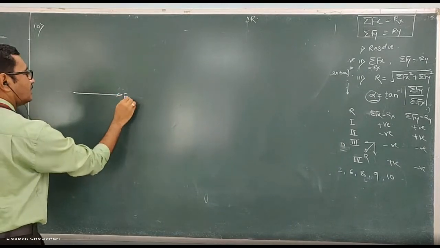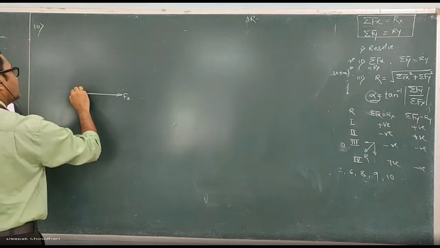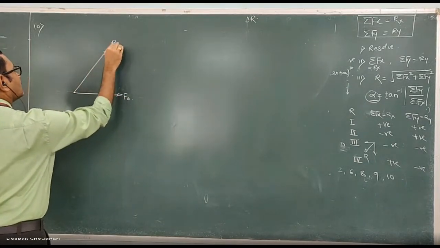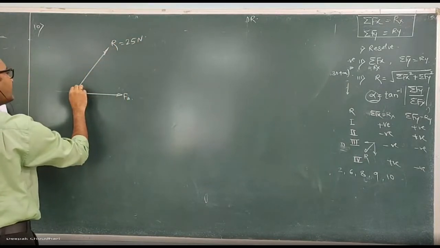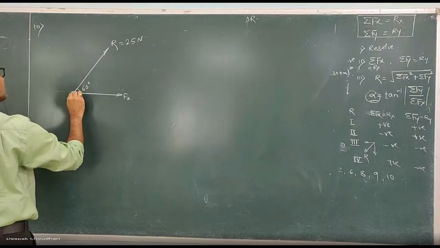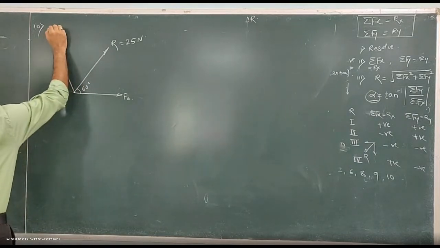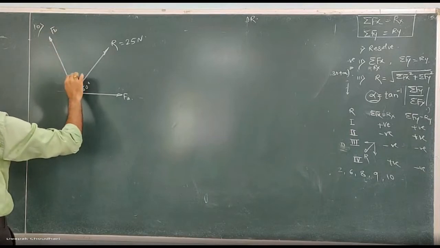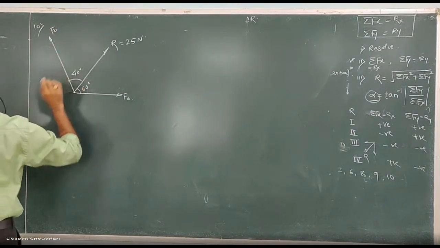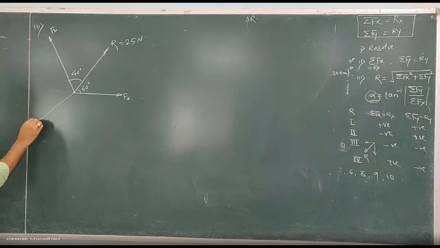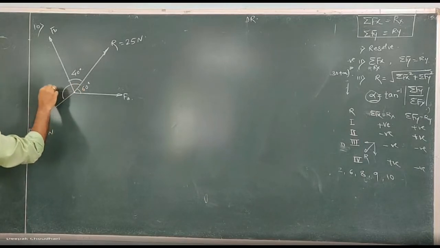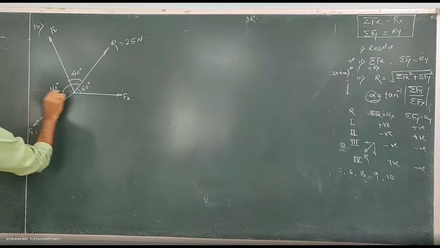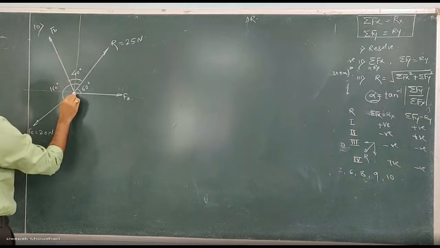F1, sorry, FA, then this force is R, which is equal to 25 Newton. This angle is 60 degree. This is FB. This angle is 40 degree. This is FC, 20 Newton. And with respect to this R, this angle is 160 degree. Draw this reference horizontal line and reference vertical line.